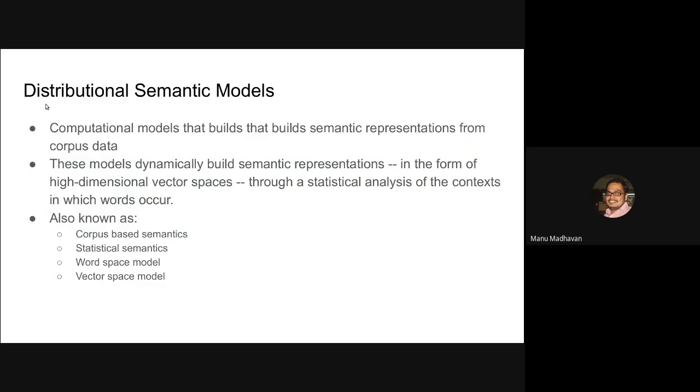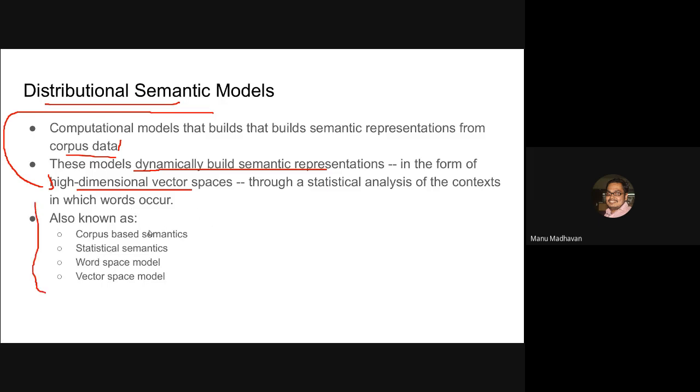That's an introduction. Let's see how to model it. These are computational models that build semantic representations from a corpus of data. We need a collection of data to learn these differences. These models dynamically build semantic representations in the form of a high dimensional vector space. Based on the training data, through a statistical analysis of context, we can get this representation. This is also known as corpus-based semantics, statistical semantics, word space model, vector space model, or word vector. These are other names for distributional semantics.